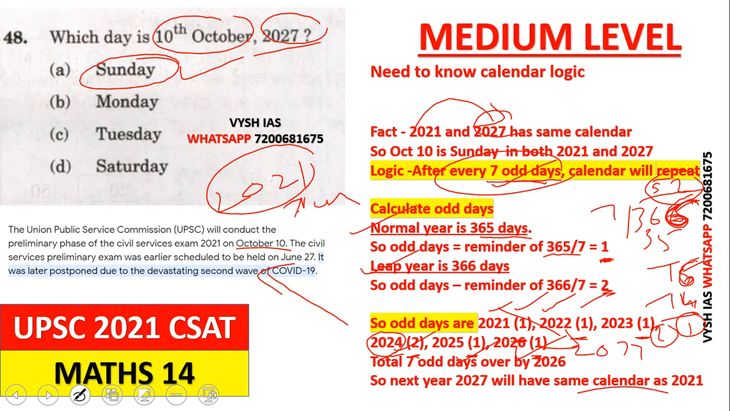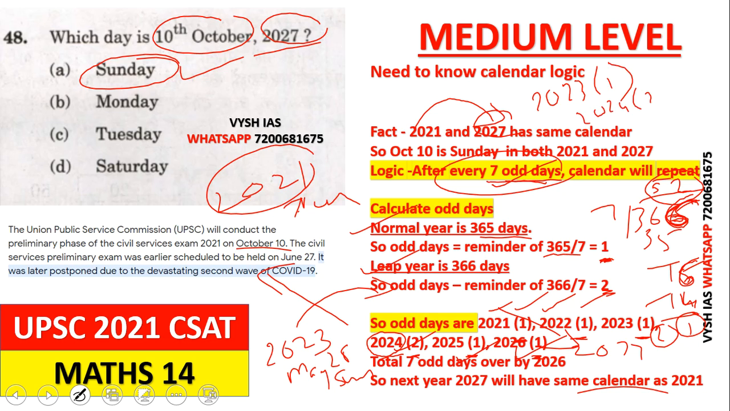Like this, tell me in the comment section: in 2023, your exam is on May 28, a Sunday. Find out the year when 7 odd days will be completed after 2023. Take 2023, 1 odd day. 2024, leap year, 2 odd days. 2025, normal year, 1 odd day. 2026, 1 odd day. 2027, 1 odd day. 1 plus 2 is 3, then 4, 5, 6.